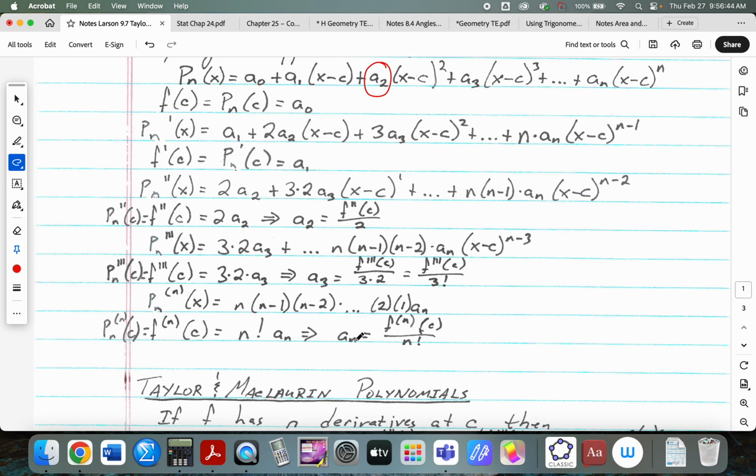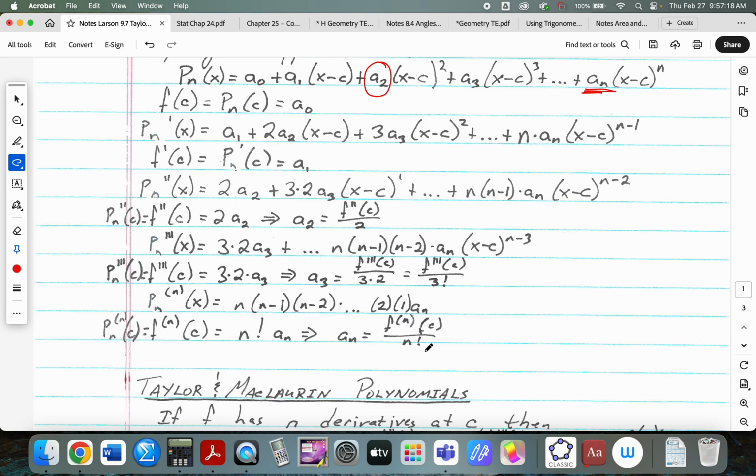From there, the pattern continues: when we take the nth derivative and this is the only thing we have left, we're going to have multiplied by n, and then by n minus 1, and then by n minus 2, and then n minus 3 each time we take the derivatives, to where we have n factorial times a sub n.